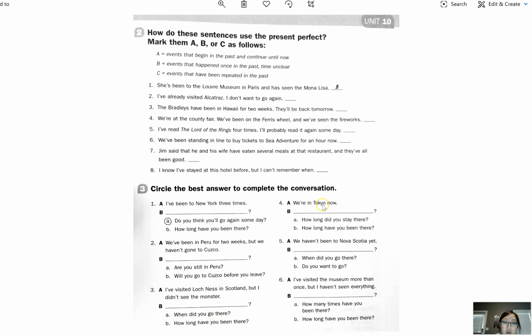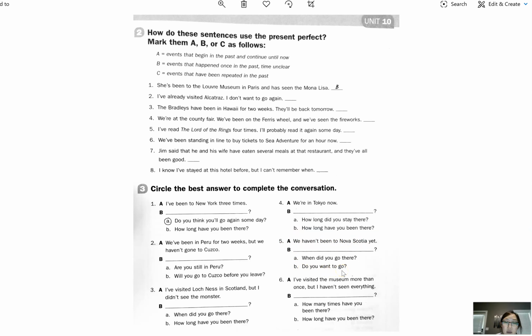Number 4, we're in Tokyo now. And the answer is, how long have you been there? Because they are still there. All right, letter B. Number 5, we haven't been to Nova Scotia yet. And the answer is letter B. Do you want to go?